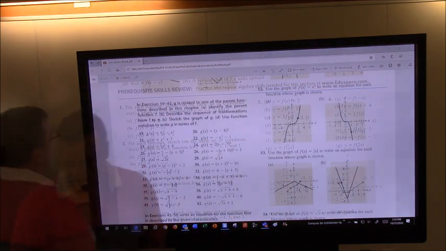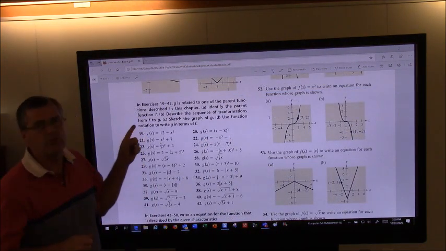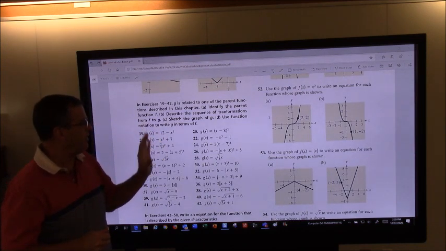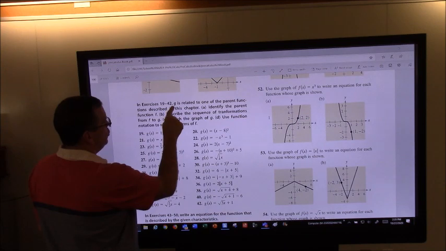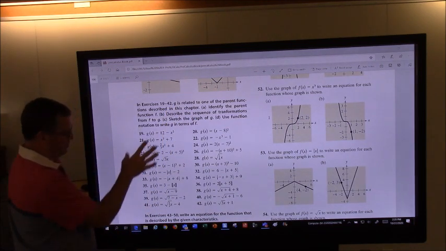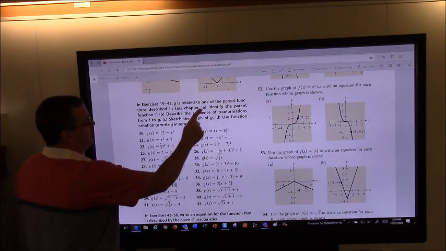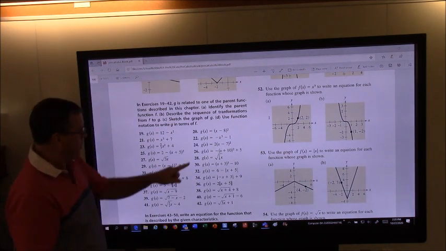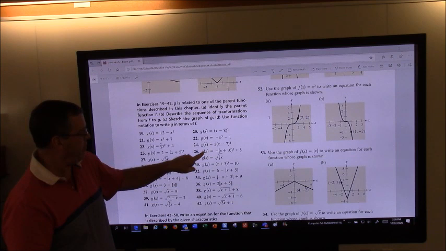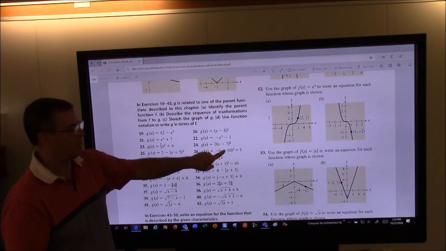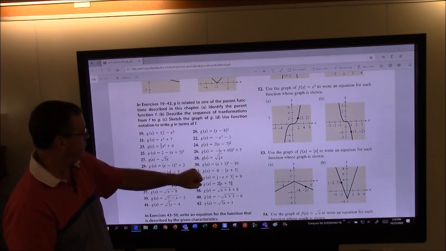All right? I also want to just kind of read through these directions because a lot of times students get stuck on this, and I just want to make sure we understand. So it says that g is related to one of the parent functions. These are all g of x here. Identify the parent function. So if I'm doing number 26, the parent function's a parabola. It's f of x equals x squared. Okay, that's what part A is asking for.